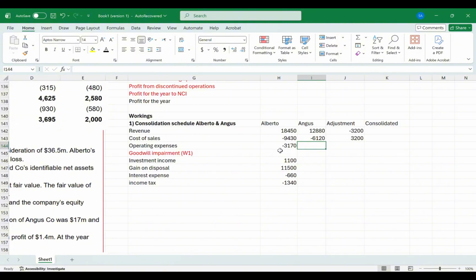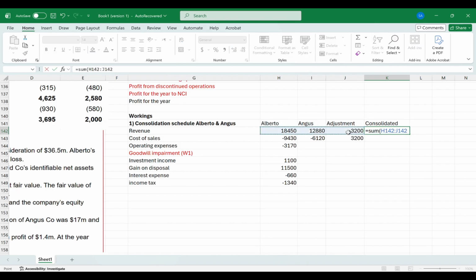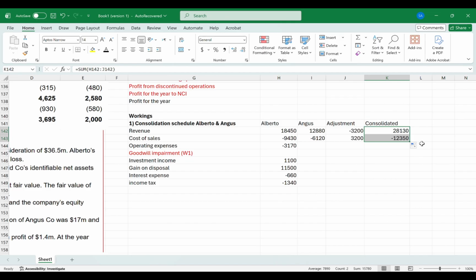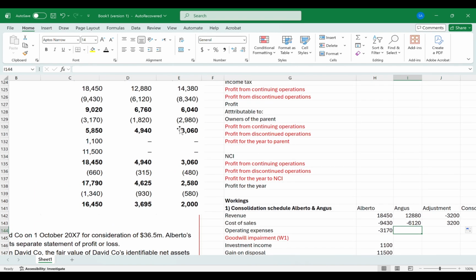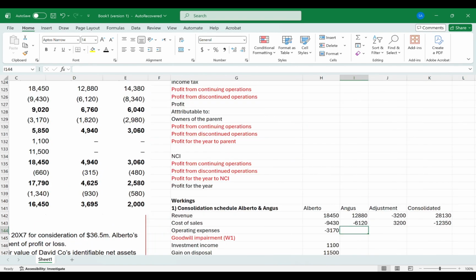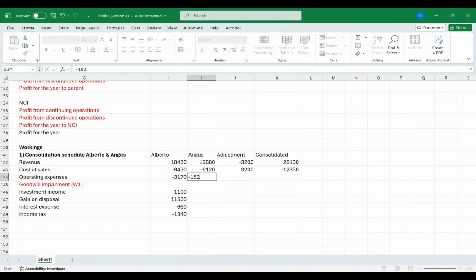Now let us find the sum function and get the consolidated figure. Here you have to make another adjustment, that is your unrealized profit. That unrealized profit will be done in working number 2. So for timing, we'll keep it like this, and we'll later come and adjust it. Now let us go to the operating expenses of Angus, which is 1,820. There is no adjustment, it's 1,820 only.